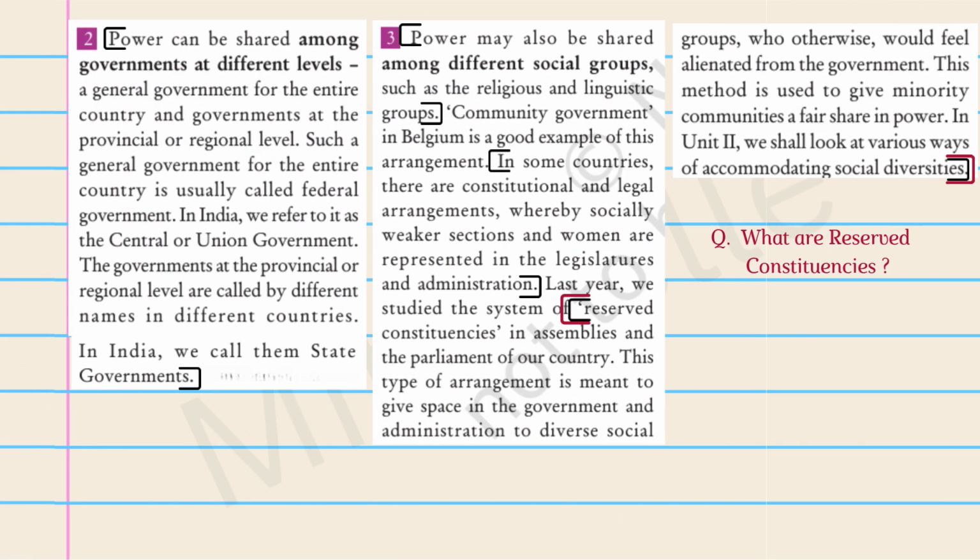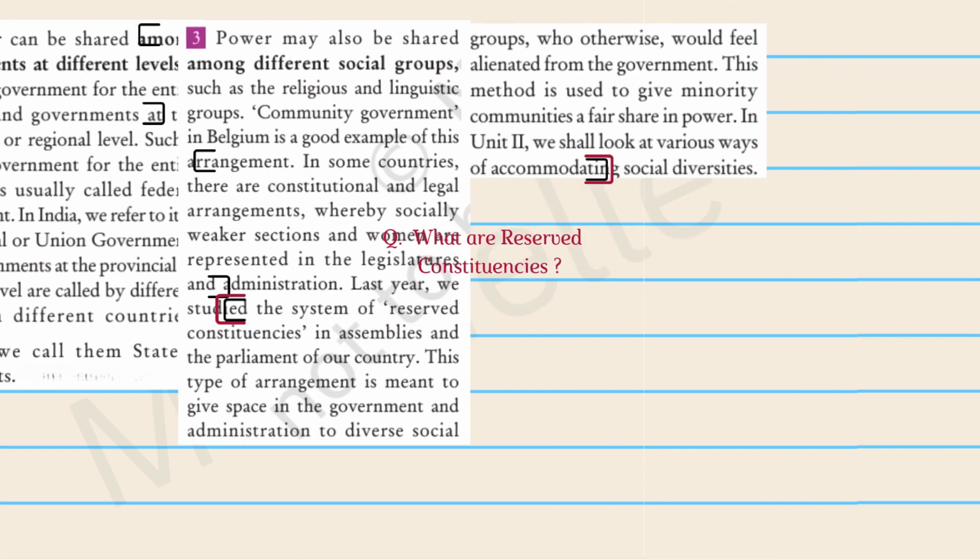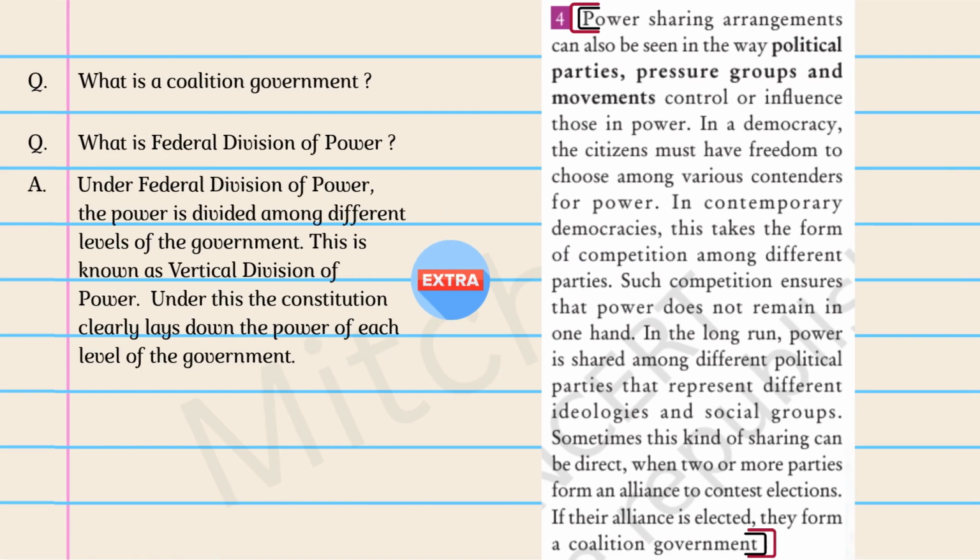Okay, the question here is, what are reserved constituencies? Again, I have marked it in red so that it avoids confusion as it's a smaller answer within a bigger answer. Okay, the question here is, what is a coalition government? It's been clearly marked. It starts with power sharing arrangements and it goes up to a coalition government, the entire column basically.